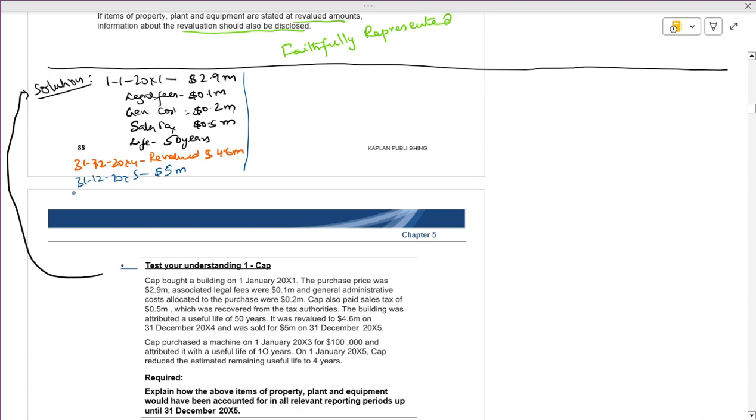Now this is what it says. Now, how much is the value of the building? General cost we should not take. Sales tax, they say that sales tax will be recovered from the tax authorities. That we should not take sales tax also. Means cost of the building will be how much? Cost of the building will be 2.9 plus legal fees 0.1. Is it right? Cost of the building is 3 million.